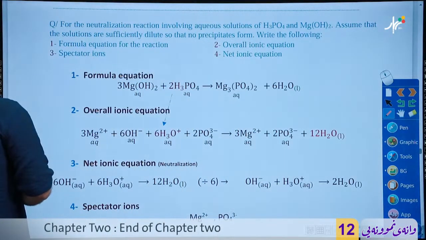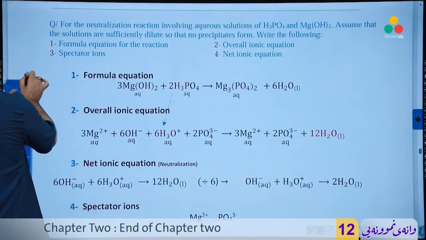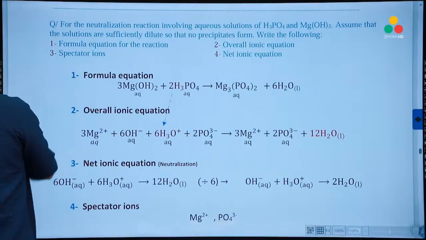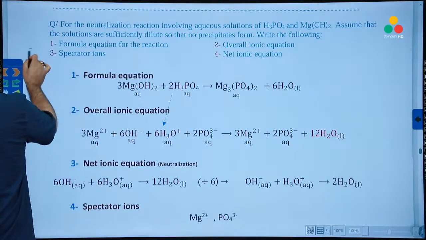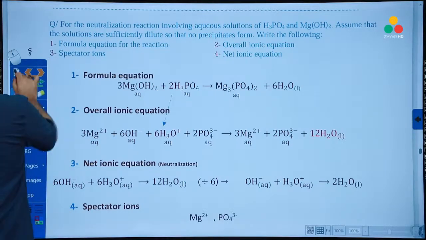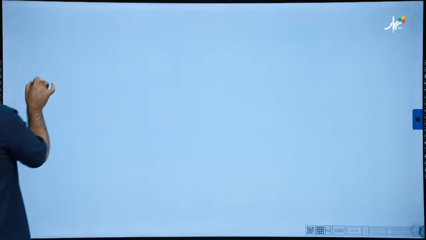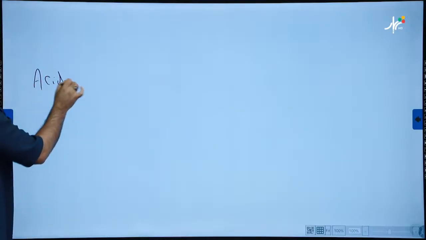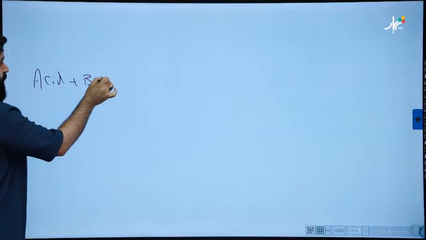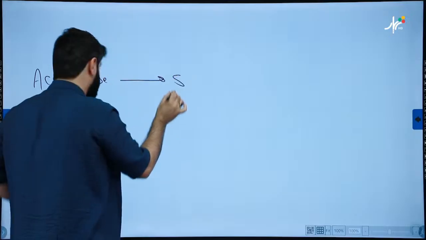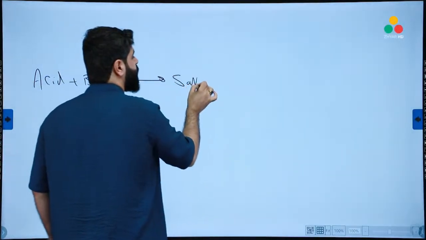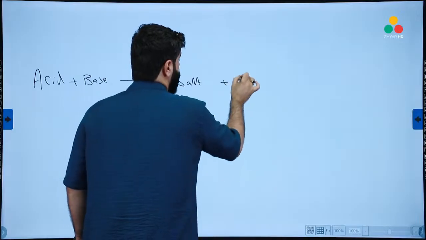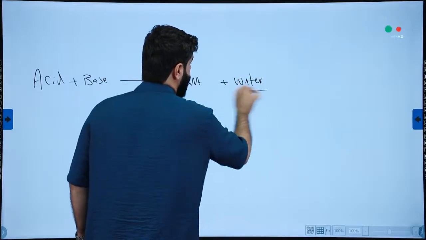Last time, of course, I have explained all the details about the neutralization reaction. As a quick revision, neutralization is the reaction between an acid and a base to form salt and the water molecule, which is a molecular compound.